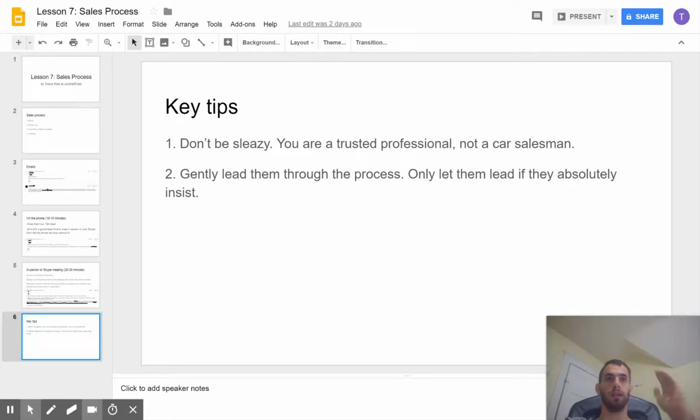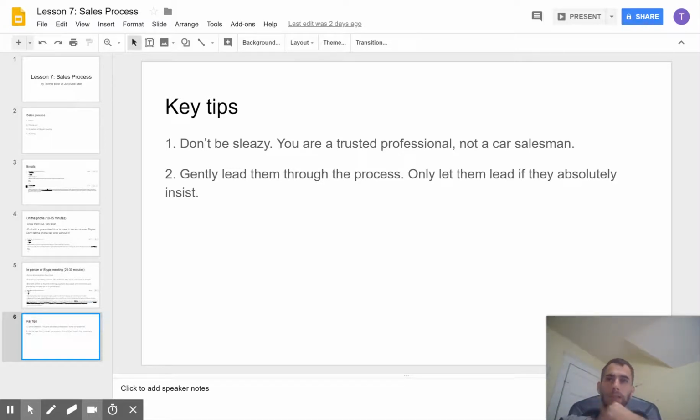Second tip, be gentle. Don't hard sell yourself, but be leading. From the emails, you're the one who suggests a phone call. From the phone call, you're the one who suggests an in-person meeting. From the in-person meeting, you're the one who suggests a time to start tutoring. If you let people lead, they will be lazy, they'll be haphazard, and you'll never get anywhere. I only let people lead if they absolutely insist.